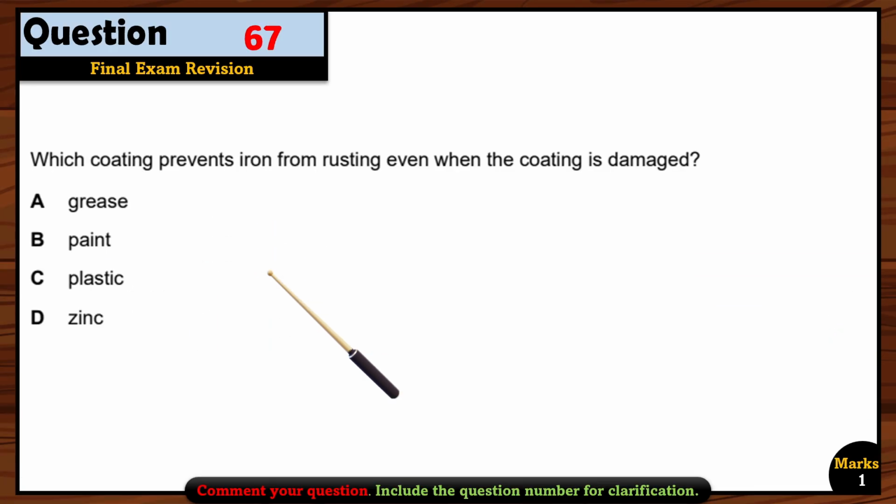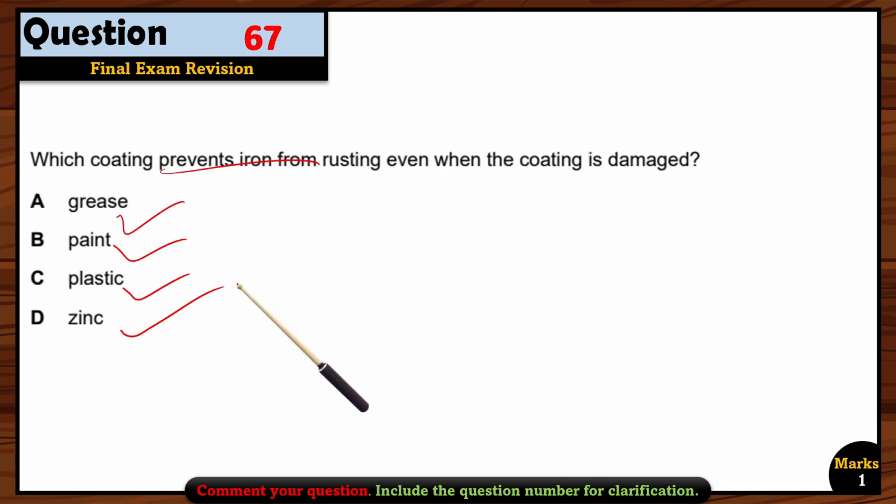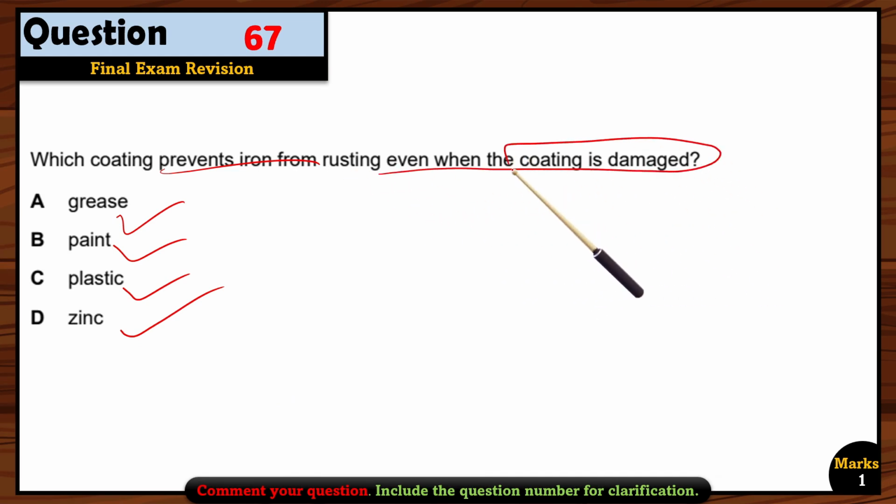67. Which coating prevents iron from rusting? Okay, all these coatings prevent iron from rusting. But the other information is, even when the coating is damaged. So when the coating is damaged, it's only the metal that is more reactive that can protect the iron. So there is only one such metal written here. It is zinc.